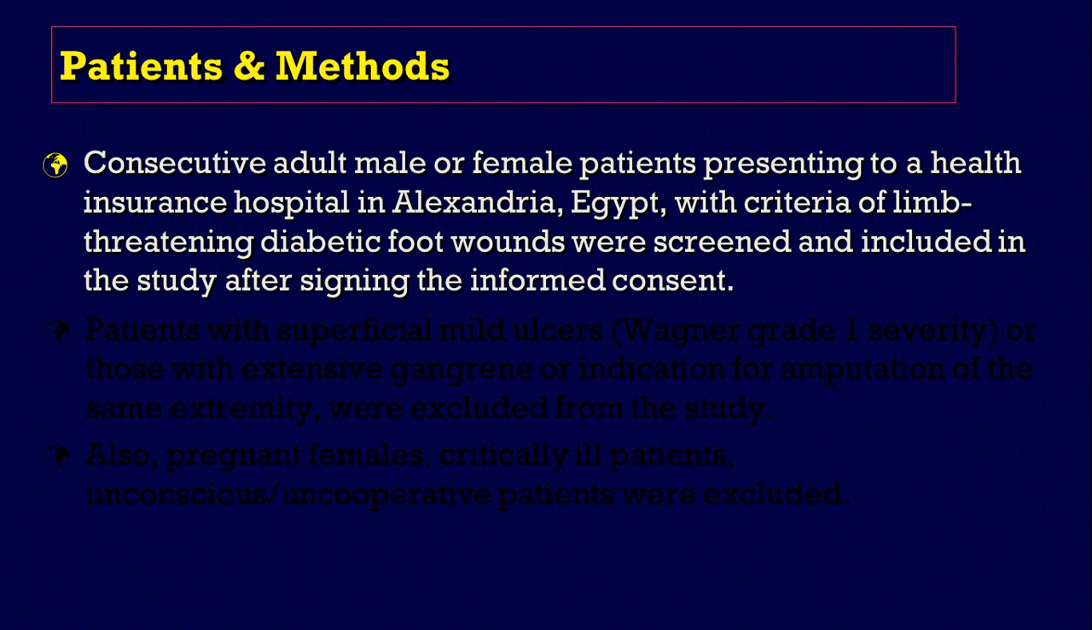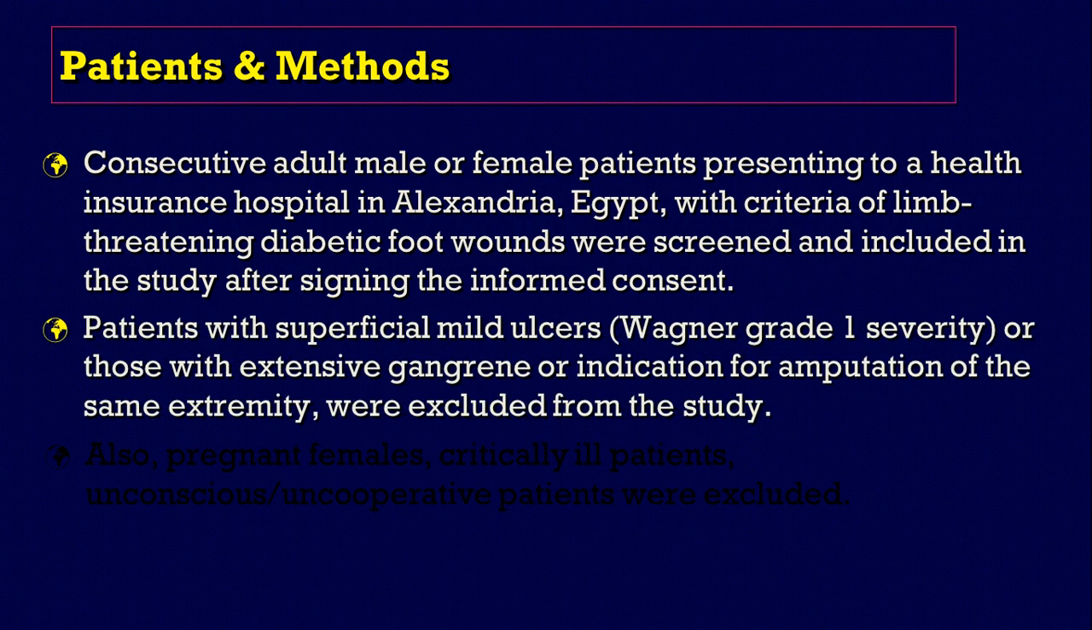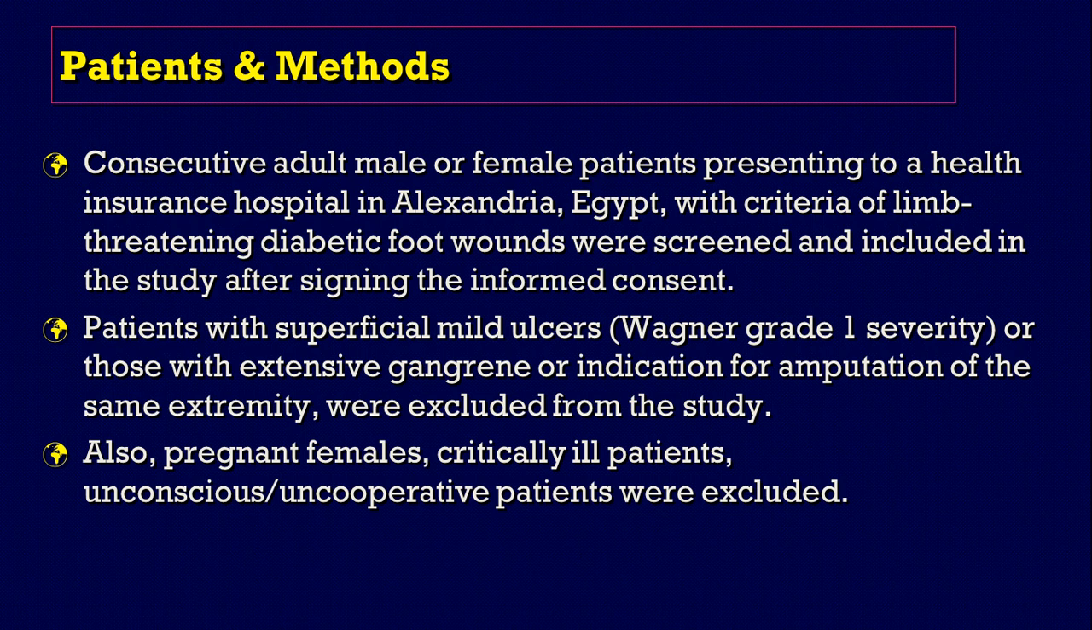Patients and methods. Consecutive adult male or female patients presenting to a health insurance hospital in Alexandria, Egypt with criteria of limb-threatening diabetic foot wounds were screened and included in the study after signing informed consent. Patients with superficial mild ulcer, like Wagner grade 1 severity, or those with extensive gangrene or indication for amputation of the same extremity were excluded from the study. Also, pregnant females, critically ill patients, unconscious and uncooperative patients were excluded.